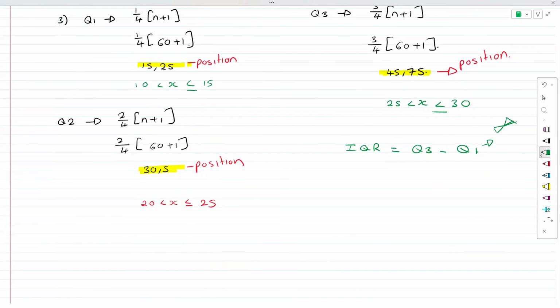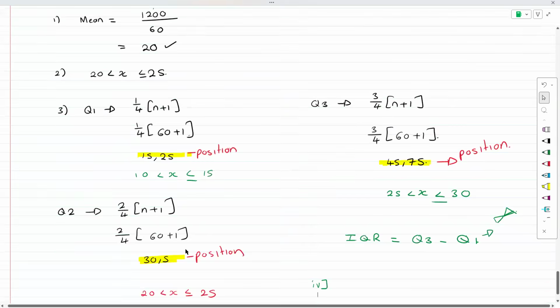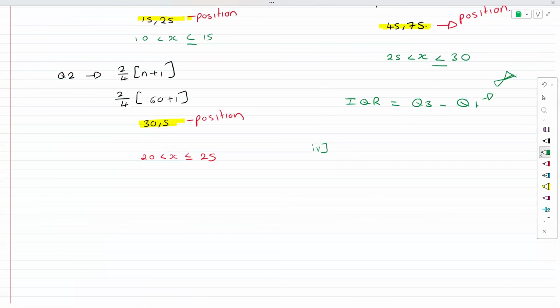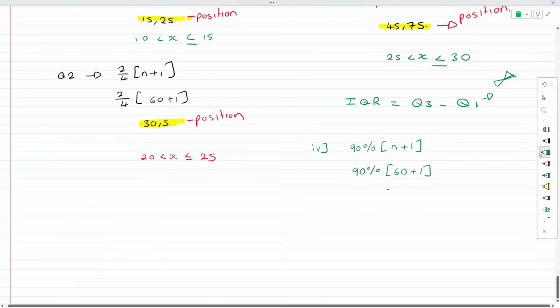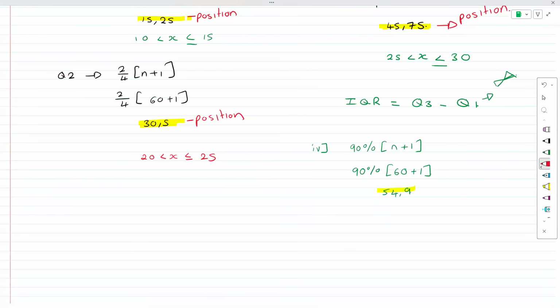But when it comes to the 90th percentile, the next question says 90th percentile. So 90th percentile is quite easy. I taught you guys a formula. We're going to put 90% into n plus 1. That's 90% into 60 plus 1, if I'm not mistaken. This gives you position. So that's 90% times 61, and that's 54.9. And this is position.